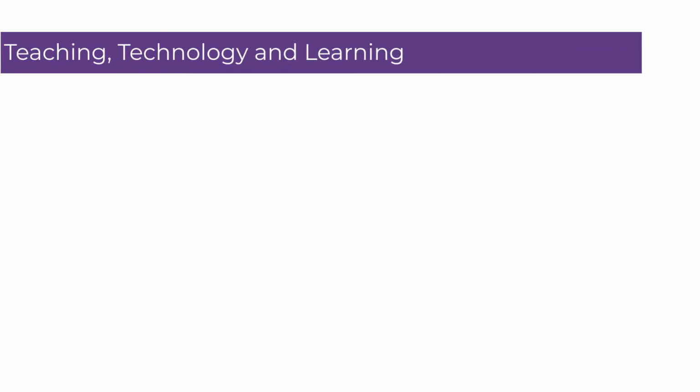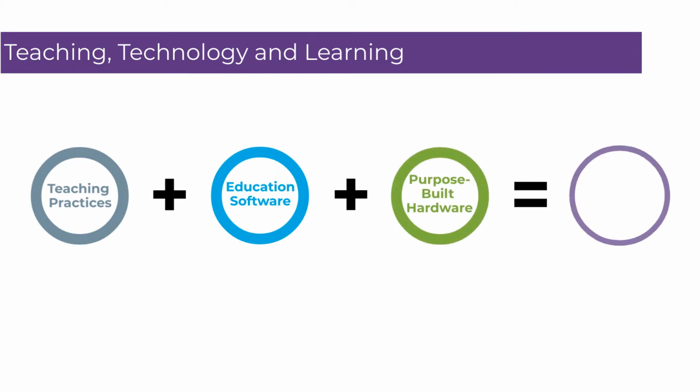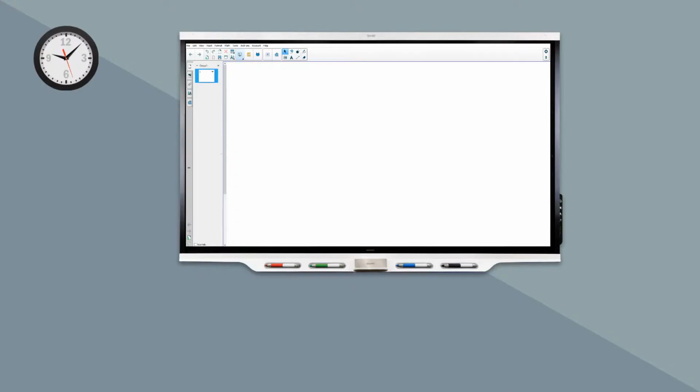But what Smart found with a study on teaching, technology, and learning is that while the primary element for student success and outcomes is consistent use of best teaching practices, great education software and purpose-built hardware play a fundamental role in student achievement as well. Teachers can utilize various teaching methods along with Smart Notebook to effectively teach a new topic for students.